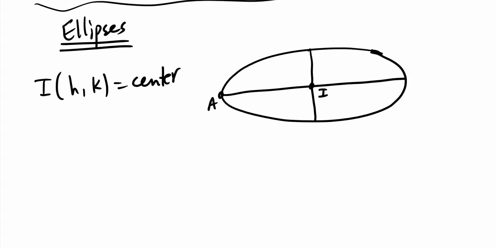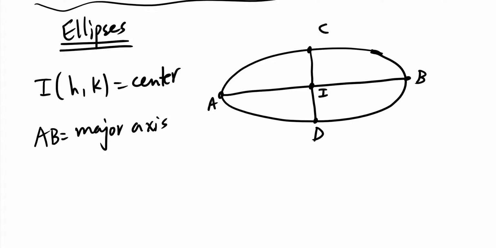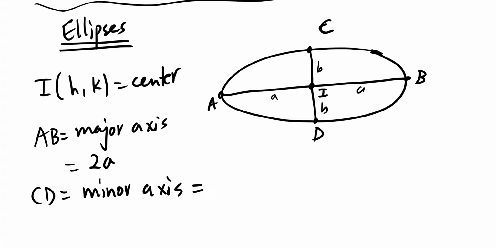Call this A, B, C, D. So what do we have? AB is called the major axis, and it has a length of 2a. So each piece is a. This is a, this is a. This is small b, small b. So CD is called the minor axis, and it has a length of 2b.